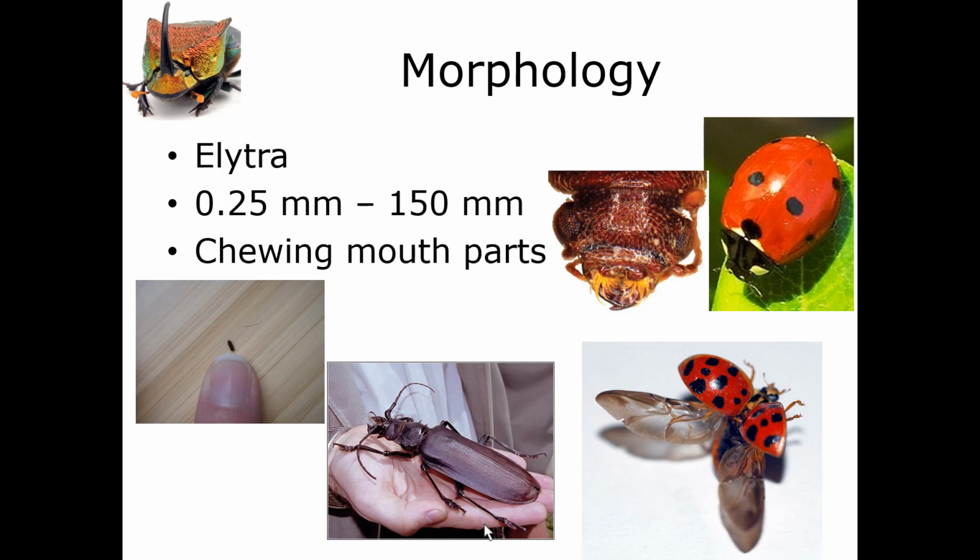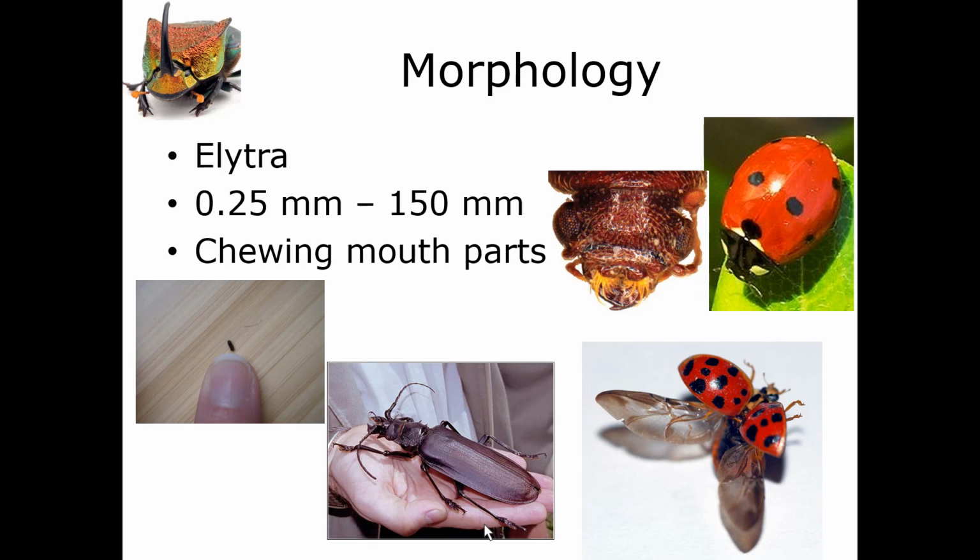Okay, so if you lift up these elytra, you will see these membranous hindwings. This is what a ladybird beetle looks like when it is getting ready to take off, when it's getting ready to fly. It'll lift up these elytra, these membranous hindwings will be underneath, they'll unfold and allow the insect to fly.